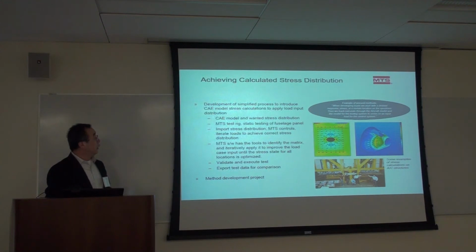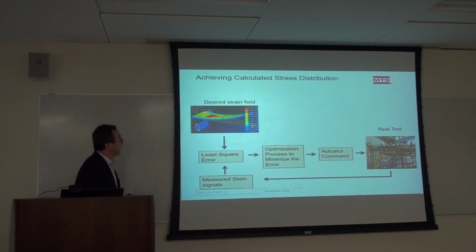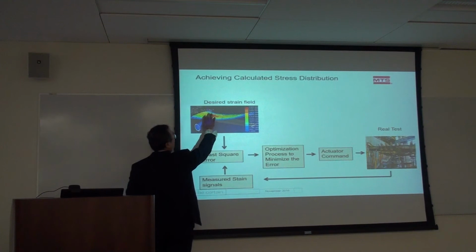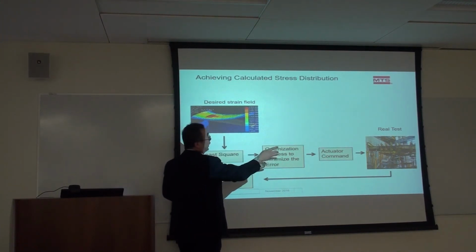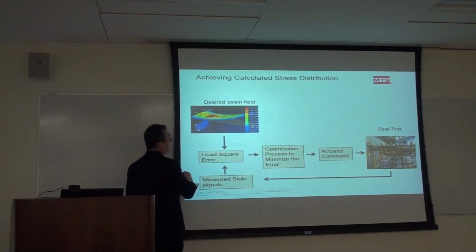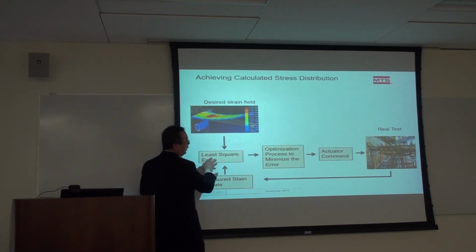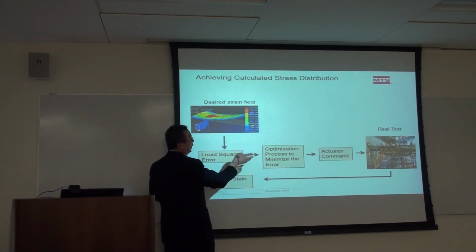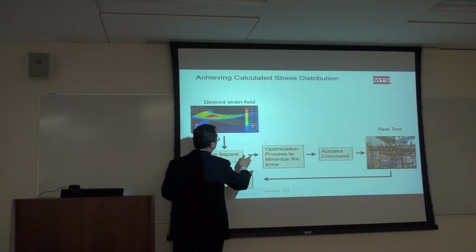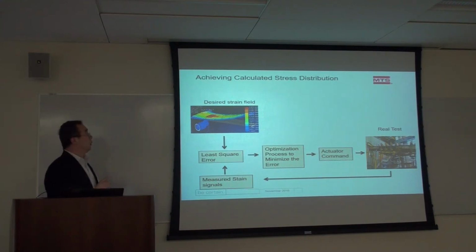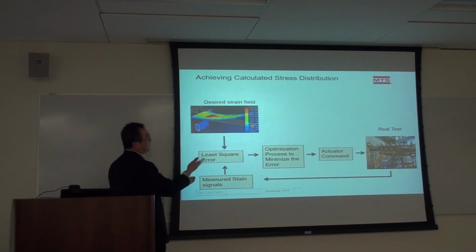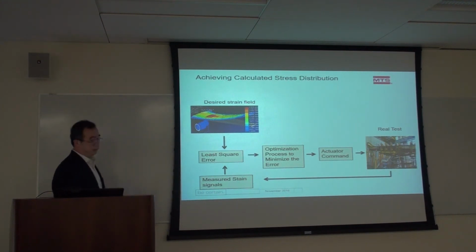In the lab, you have to go through an optimization process, and the targets are the strain readings from the FEA model. You put the strain gauges in the lab at those locations, and then use the actuators and controllers through an optimization process to achieve the strain readings, the strain field. So that's an example of model-assisted testing.